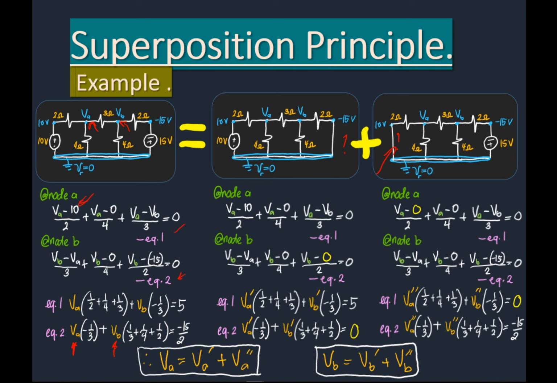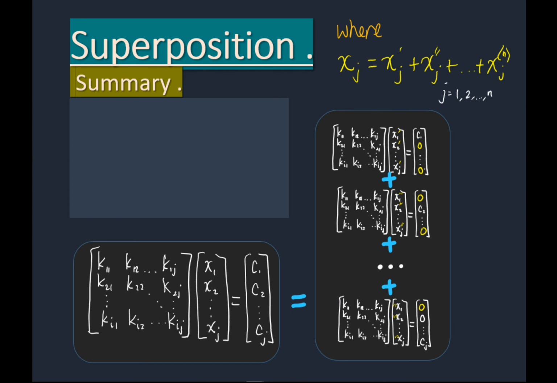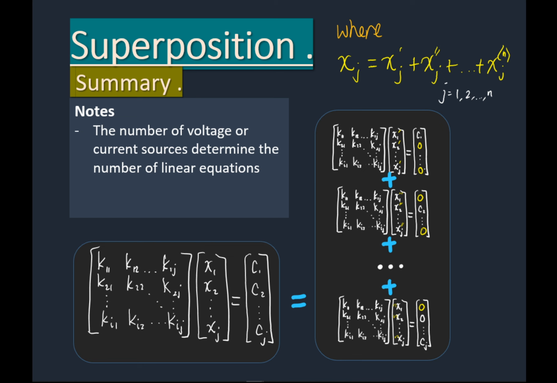That's it. If you have multiple sources, whether voltage or current sources, the number of sets depends on the number of sources, and this determines the number of sets of linear equations. In our previous example we have two sets of linear equations. Now here we have a general expression. This one is the variable, these are the coefficients, and these are the constants. The variable can be voltages or currents. This time we're talking about circuits.